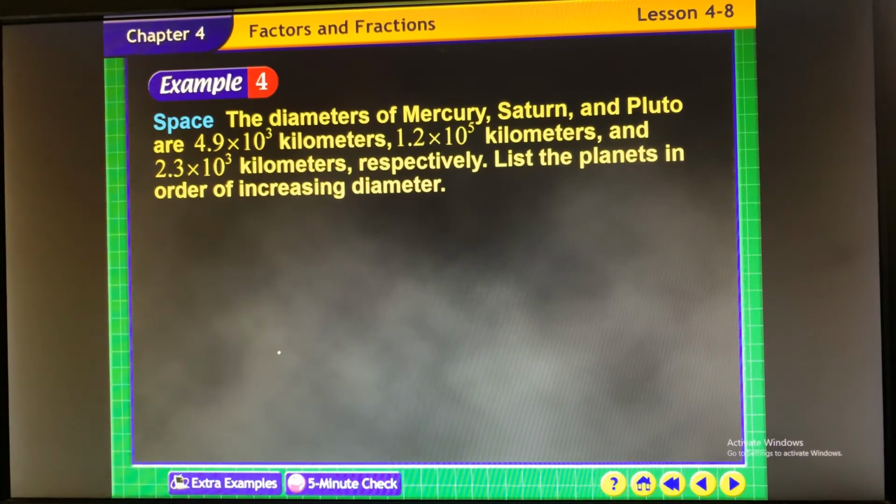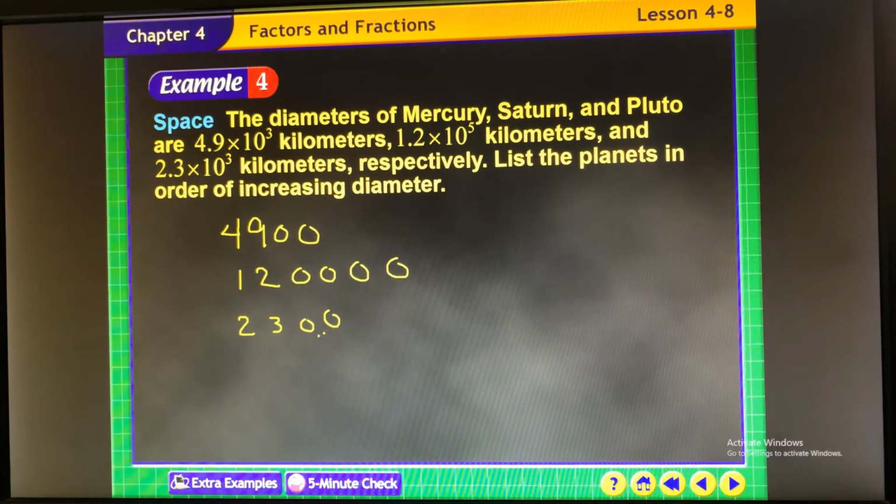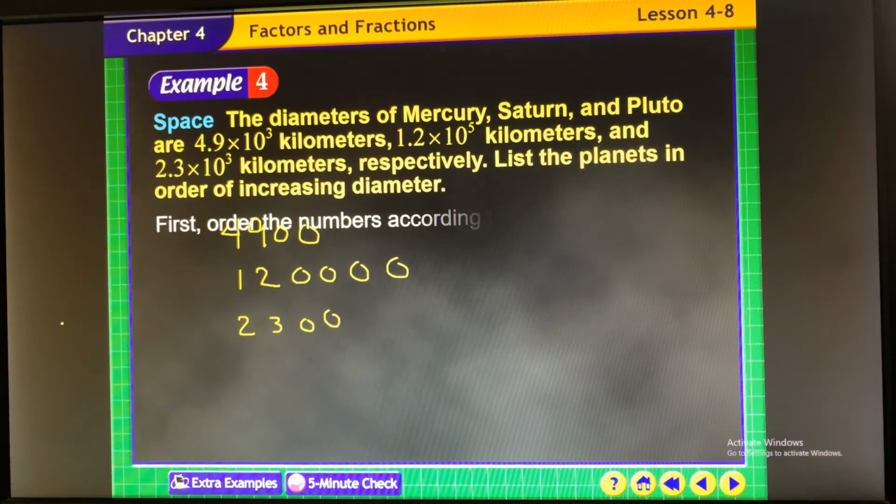All right, so we're going to put these in order of increasing diameter. Remember that the greater the exponent, the more zeros that would be tacked on, or the more movement you would make from your decimal. So 3-place movement for this one would be 1, 2, 3. 5-place movement for this one would be 1, 2, 3, 4, 5. And this one would be 1, 2, 3. So you can clearly see the order of increasing diameters. This is the smallest, second, and then that's the largest.